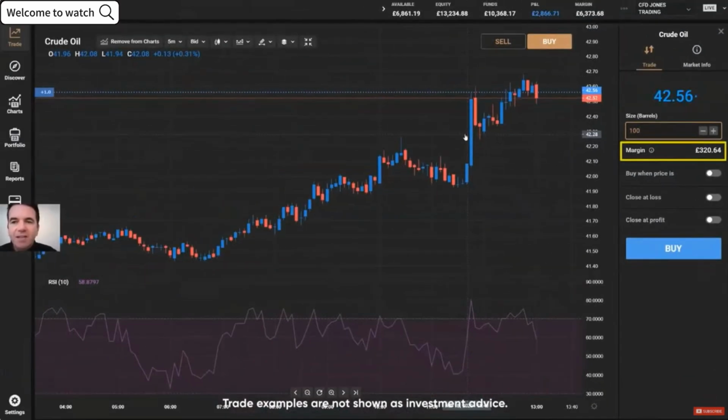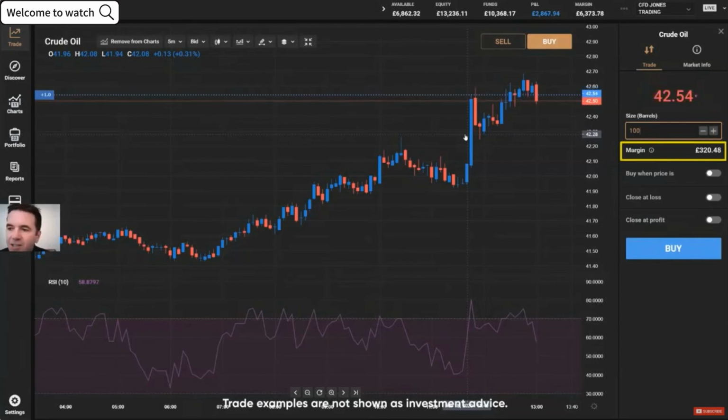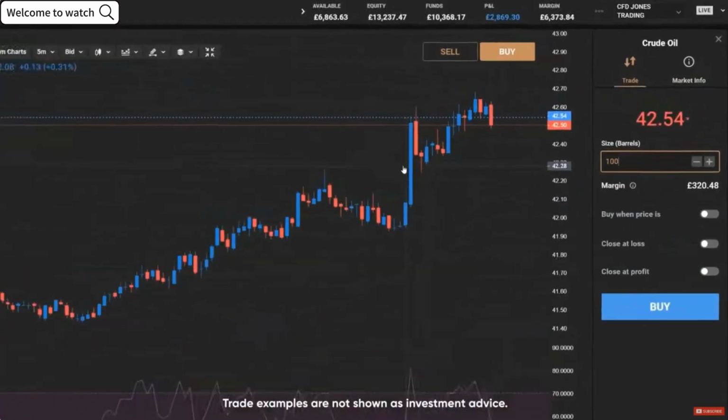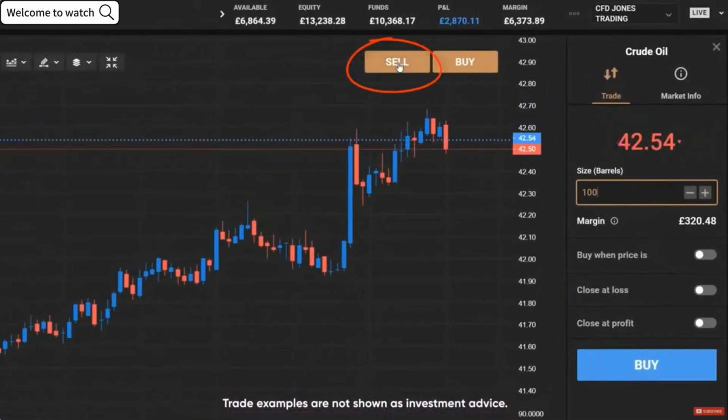Of course, using margin and leverage cuts both ways. It can magnify your profits, but it can also magnify your losses as well. So it's important to have risk controls in, such as stop losses. But that's an example of how leverage works when we're trading this. Let's say we thought actually at 42.55, I thought the price of oil was going to drop. Then of course I can sell. I can click on sell.